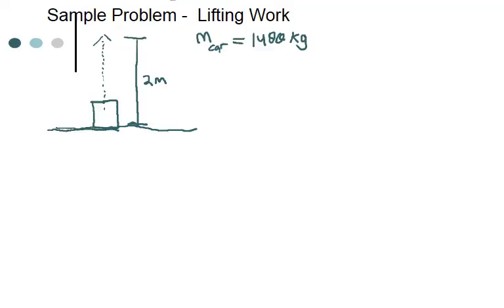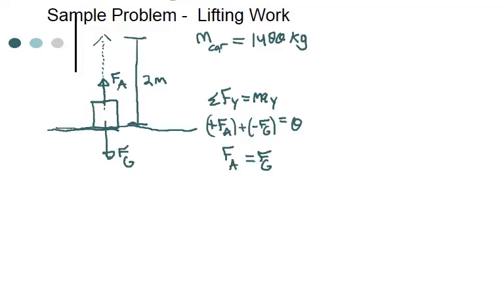So for this one, a car is being lifted into the air, 2 meters into the air by this lift, and the mass of the car is 1,400 kilograms. We want to find out how much work is done. And then let's assume that it's being lifted at a constant speed. So go ahead and pause the clip and give this a try, and when you're ready to check, you can hit play to continue.